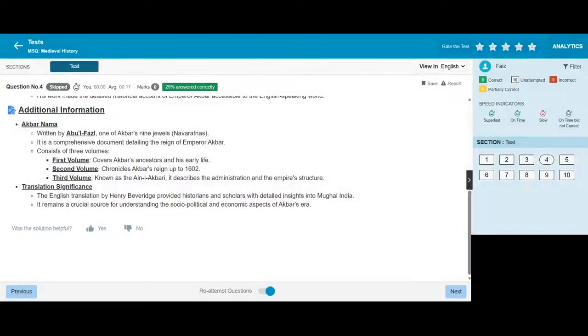The English translation also provides historians and scholars with detailed insights into Mughal India. It remains a crucial source for understanding the socio-political and economic aspects of Akbar's era.